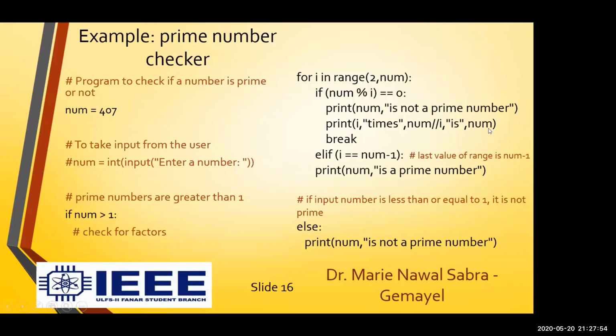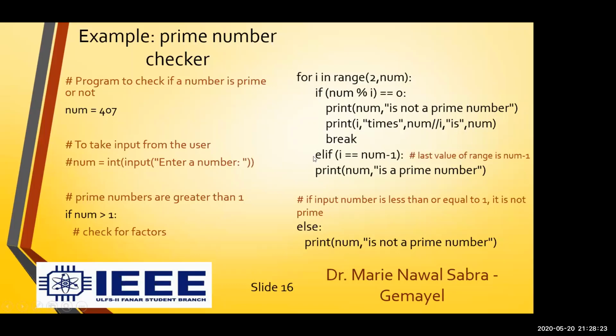is, and I give the answer. And then I get out of the loop, because once I find that the number is not a prime number, it's useless to continue looping and then getting answers that are meaningless. If I do not find that the remainder is equal to 0, then I continue. I increment, and then I loop again.